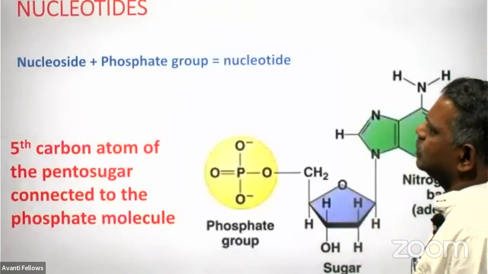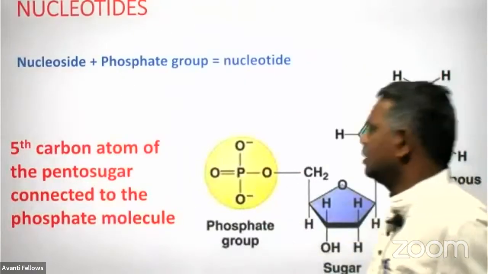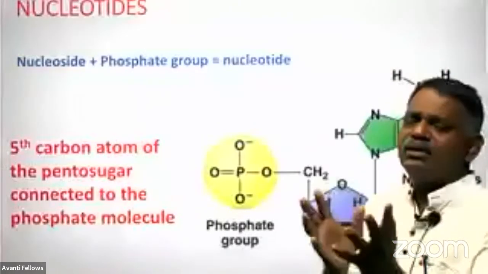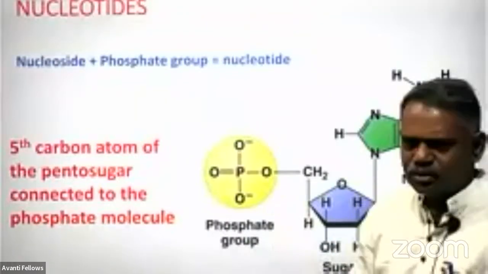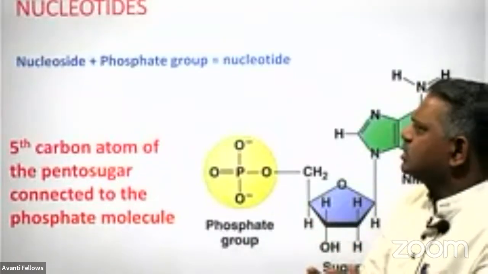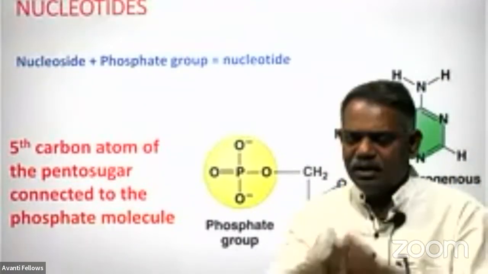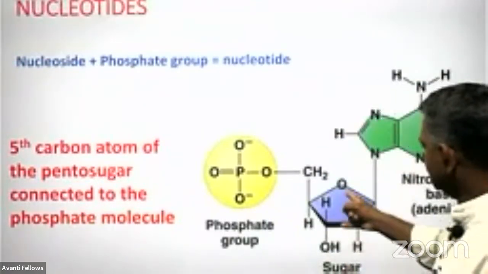Then come to the next level. Now we are constructing this nucleoside. Nucleoside means it consists of this pentose sugar and a nitrogenous base. And this nucleoside is connected to the phosphate group in another part of this pentose sugar. As I told you, this is the pentose sugar.